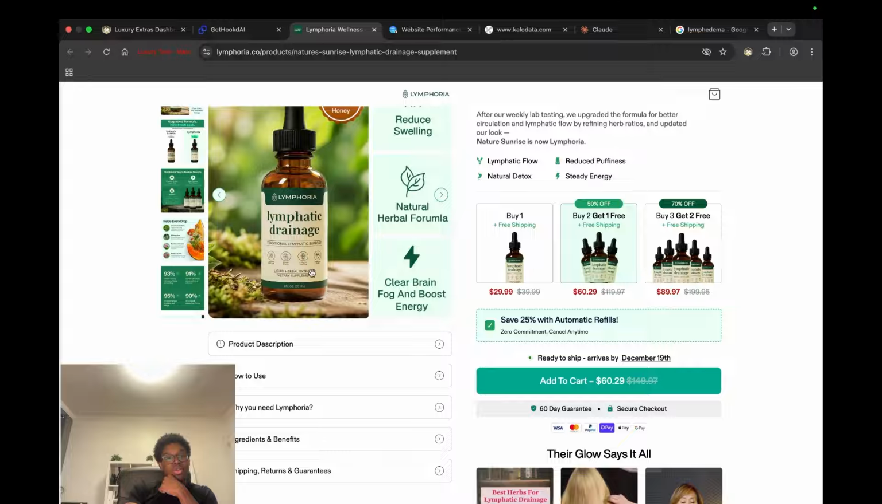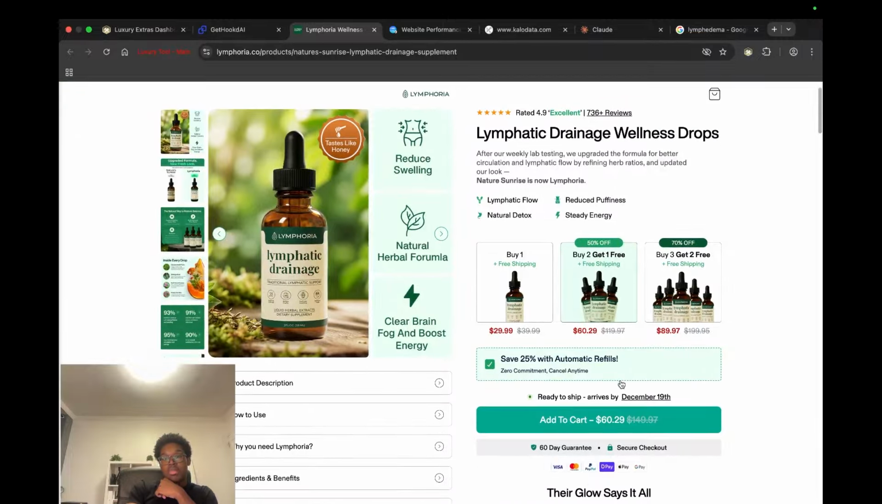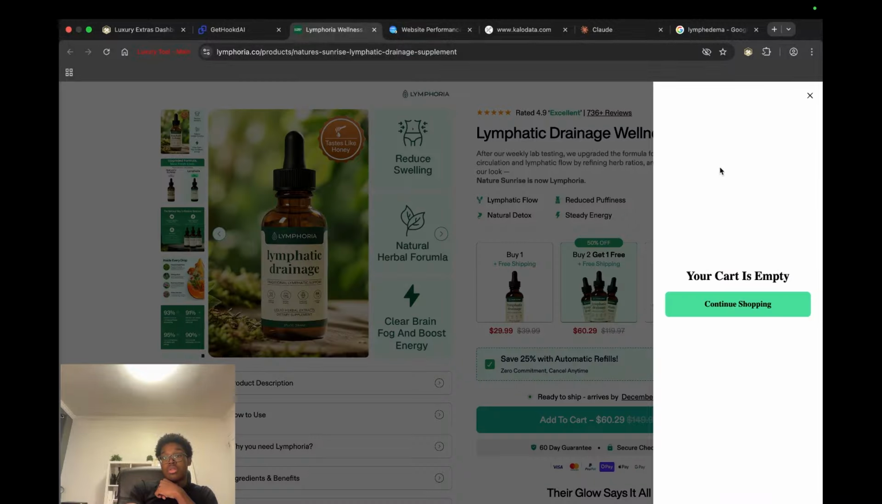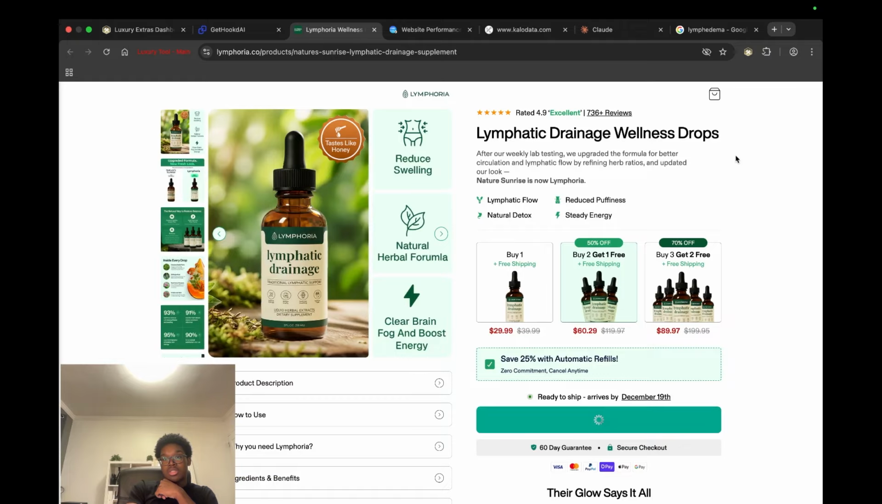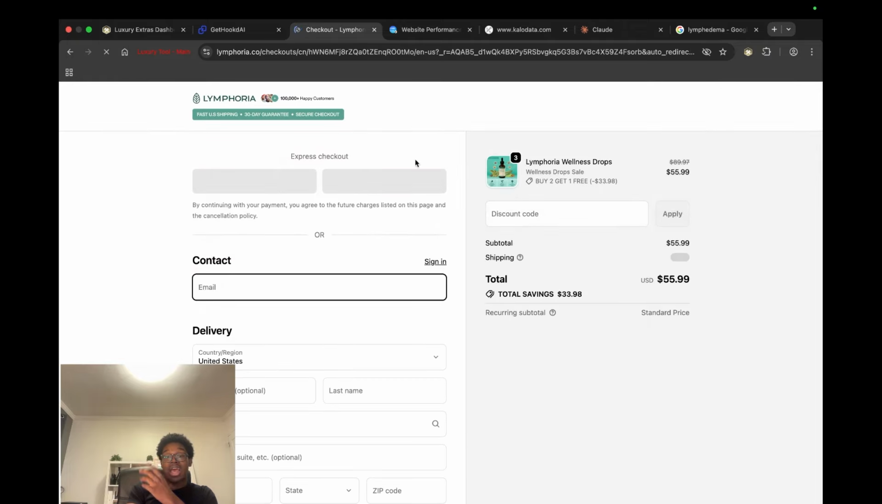Make sure you have good product images. You can make this with ChatGPT. Make this with bundles, your cart as well. When you're making your cart, let me actually add something to see what their cart looks like. They don't even have a cart. They go straight to checkout.